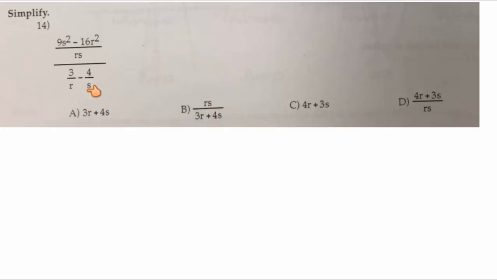I thought we could simplify that by finding the lowest common denominator, which is RS. So multiply the 3 by S. So you have 3S over RS minus 4R over RS. So in other words, you want to combine these two by finding the LCD and get into one fraction, right?